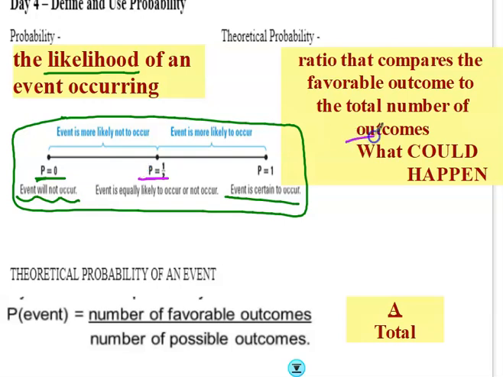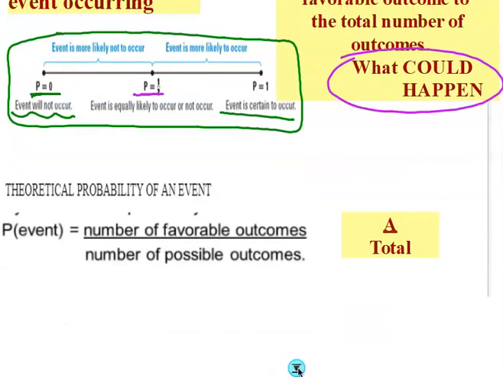Theoretical, this is what could happen, okay? So the ratio of favorable over total. Theoretical probability, again, here's the definition. So what is the number of favorable outcomes compared to the total? The total goes on the bottom, okay? So how many different outcomes could there be?